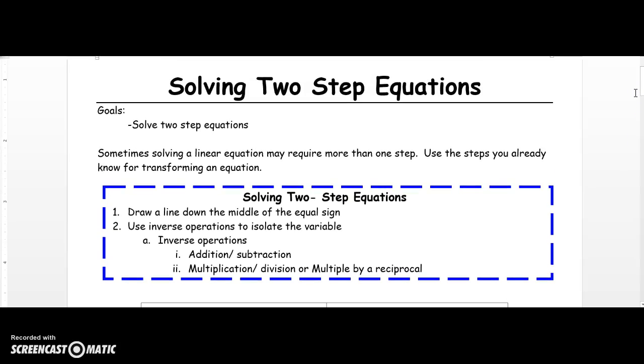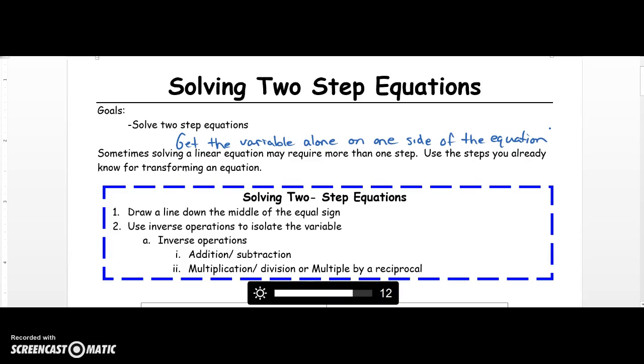Alright, so let's take a look today at solving two-step equations. Now the goal is to solve two-step equations, but the goal has not changed really. You still want to get the variable alone on one side of the equation. So this is still the exact same thing from solving one-step equations. Nothing has changed.